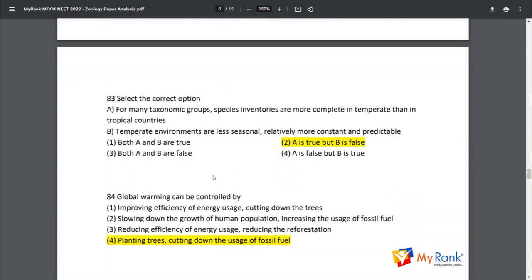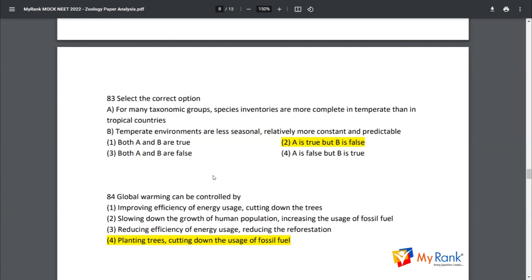Next comes question number 83. Here they're asking for the correct option. Statement A states that for many taxonomic groups, species inventories are mostly complete in temperate than in tropical countries. Species inventories contain the details about the species found in an area. Since the temperate regions have relatively less species diversity and variation compared to tropical countries, they can be more easily gathered than in the tropical countries. So statement A is a correct statement.